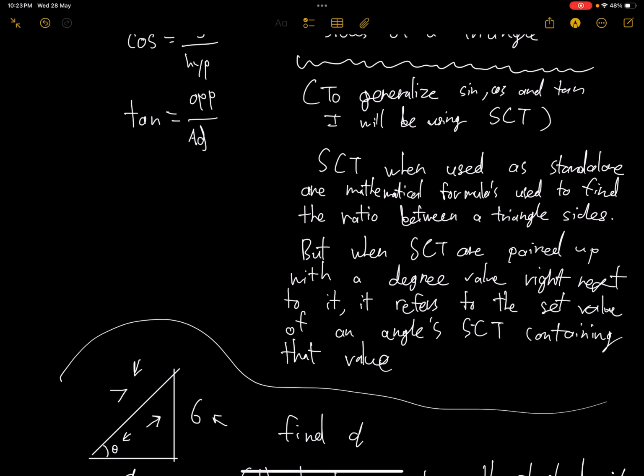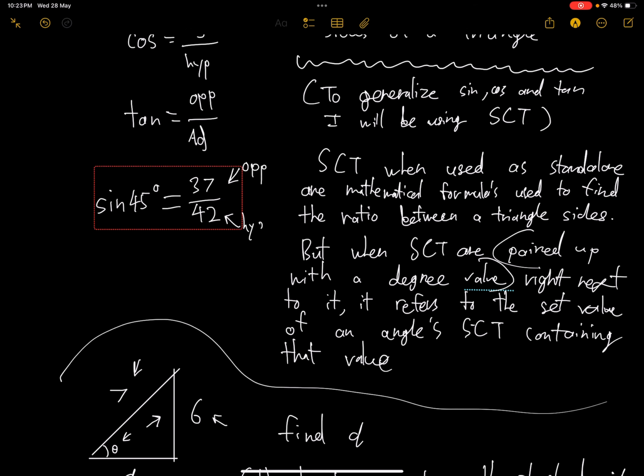But when SCT is paired up with a degree value right next to it, it refers to the set value of an angle's SCT containing that value. That is a very confusing statement, but I'll explain. Say, for example, sin 45 degrees. This is what I meant by when paired up with a degree value. Sin 45 degrees equals, just a random example, sin 37 over 42. In this case, what it means is these are still the opposite and the hypotenuse value, right?